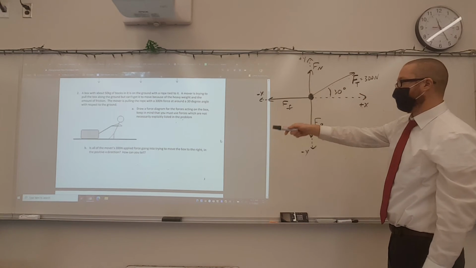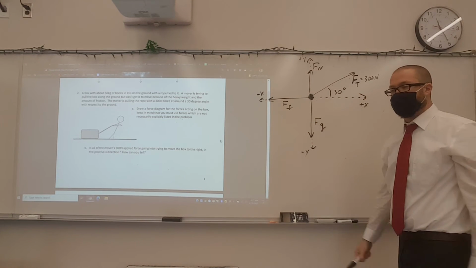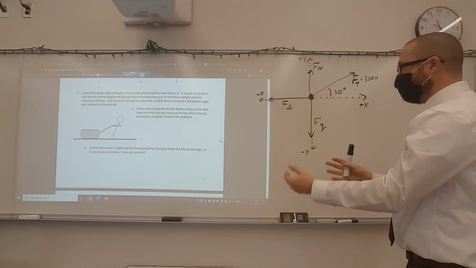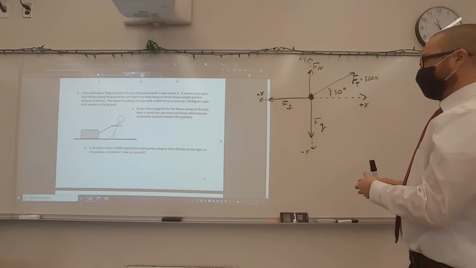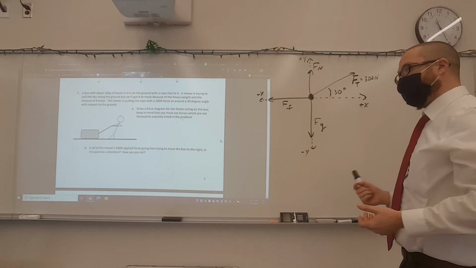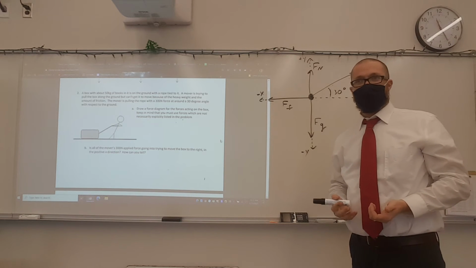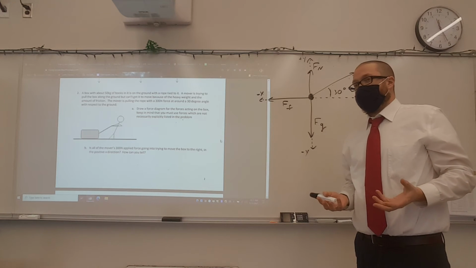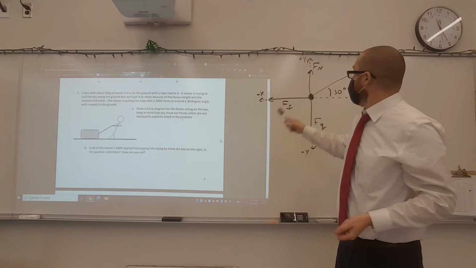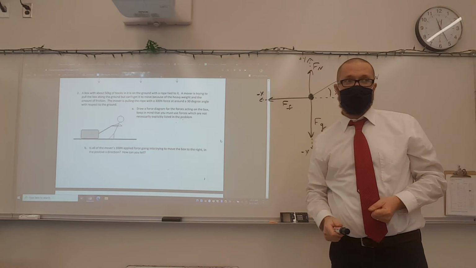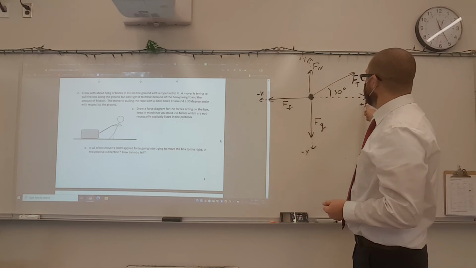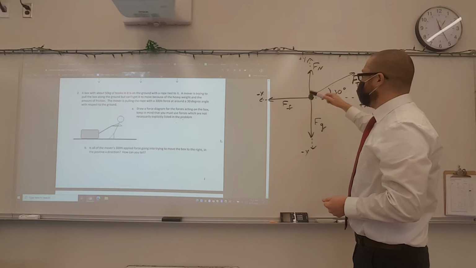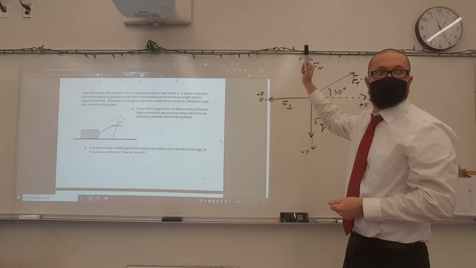This force, it says, is all the movers' 300 newtons of applied force going in to try to move the box to the right in the positive x direction. How can you tell? Well, no, it's not because it's at an angle. This rope is also pulling up. So it's pulling horizontally, this tension, but it's also pulling vertically.